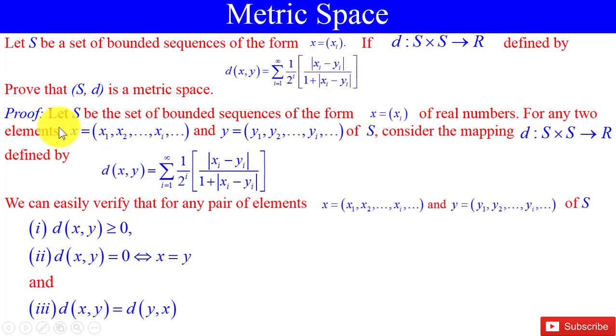Proof: Let S be the set of bounded sequences of the form x equal to (xi) of real numbers. For any two elements x equal to (x1, x2, ..., xi, ...) and y equal to (y1, y2, ..., yi, ...) of S, consider the mapping d from S cross S to R defined by d of (x, y) equal to this. We have to show that (S, d) is a metric space. For this, we have to prove the four properties of a metric.